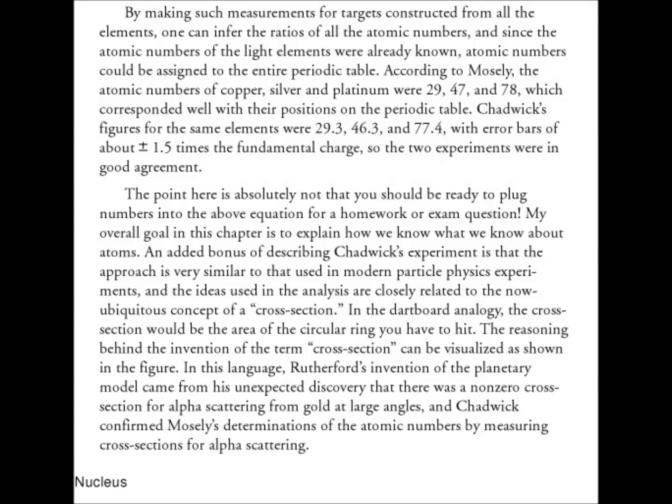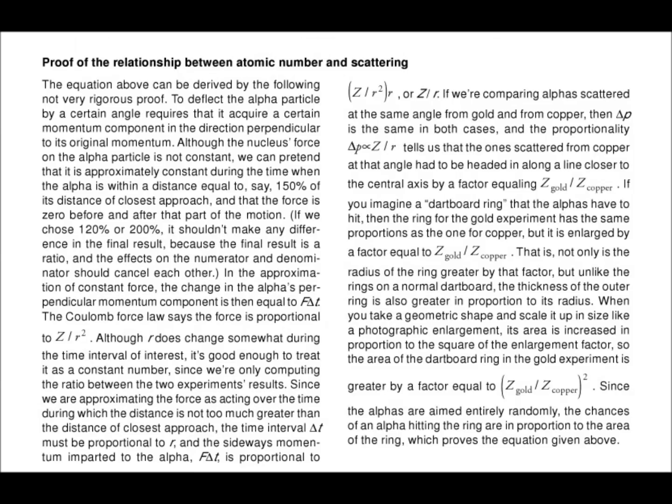The reasoning behind the invention of the term cross-section can be visualized as shown in the figure. In this language, Rutherford's invention of the planetary model came from his unexpected discovery that there was a non-zero cross-section for alpha scattering from gold at large angles, and Chadwick confirmed Moseley's determinations of the atomic numbers by measuring cross-sections for alpha scattering.